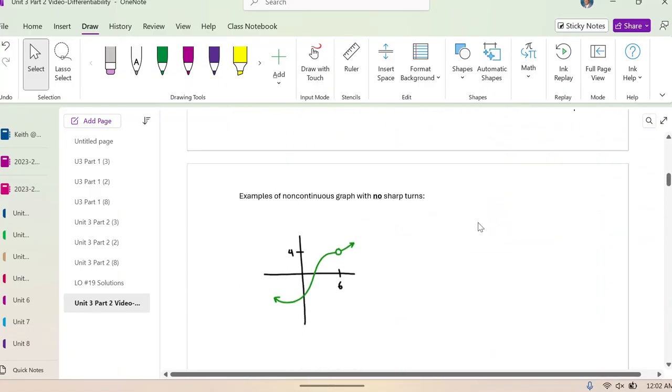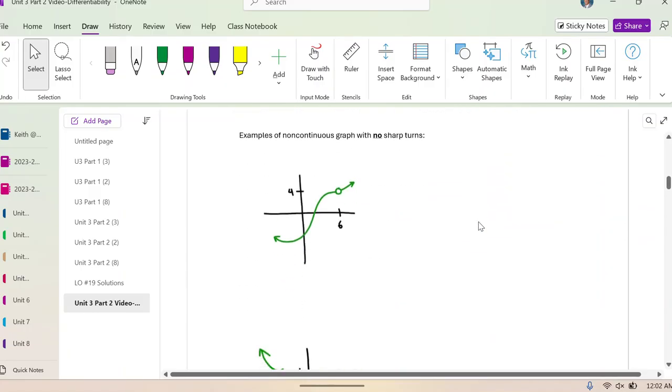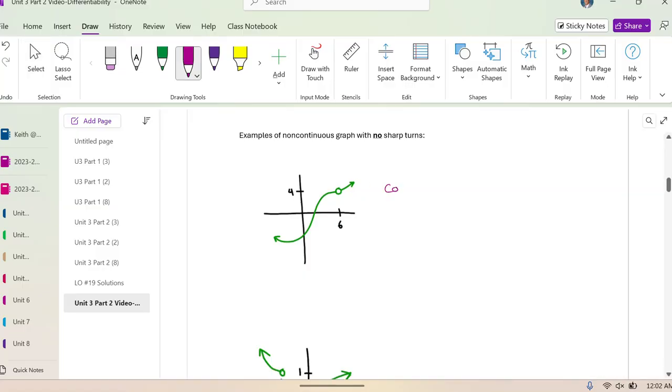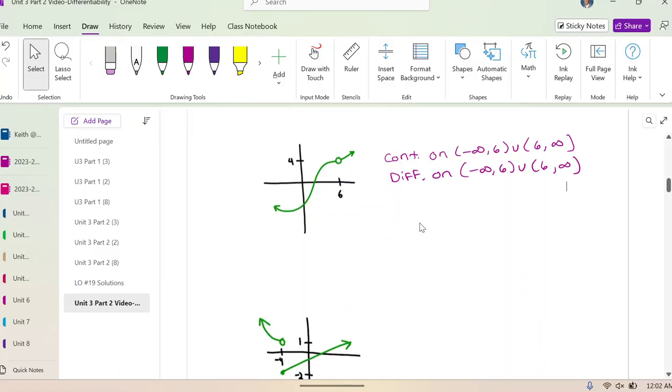All right. Now here's some graphs that are not continuous with no sharp turns. So notice they're continuous here on the interval from negative infinity to 6, union 6 to infinity, because notice there's a hole at 6. And it's also not differentiable at 6. So it's differentiable on the same interval, because the fact there's a hole there, it can't be differentiable.